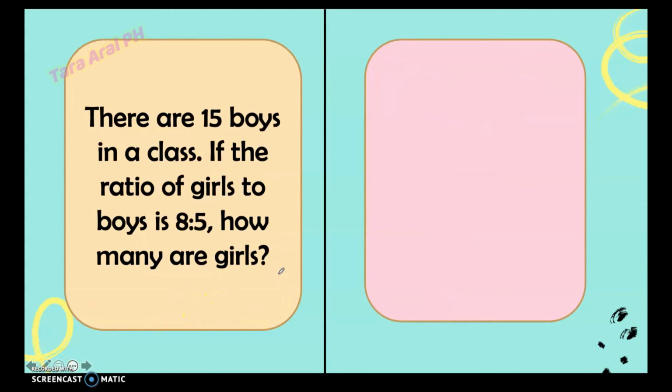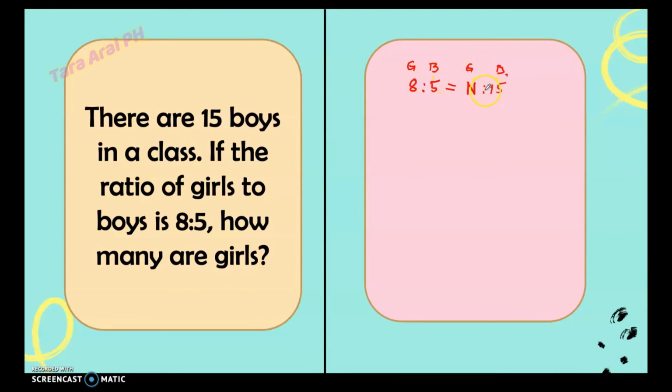Next, there are 15 boys in a class. If the ratio of girls to boys is 8:5, how many are girls? So let's write this first, the ratio of girls to boys. So we have 8:5, so this is the girls and this is the boys. So when you write on the other side of the equation or the other ratio, it should be girls, which is the missing, and the number of boys is given. So we have 15 boys.